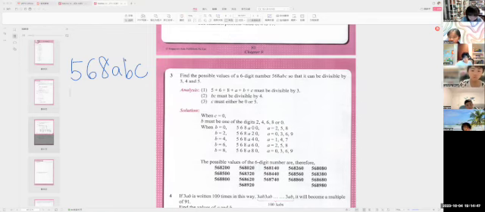Pardon? What kind of number can be divisible by 3? Any number can be divisible by 3?